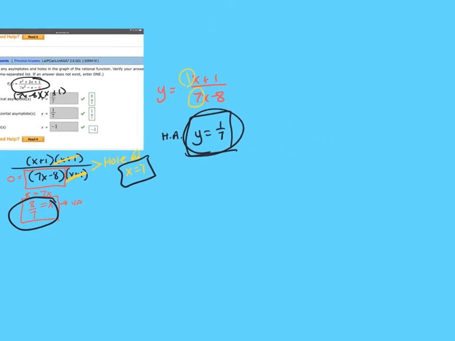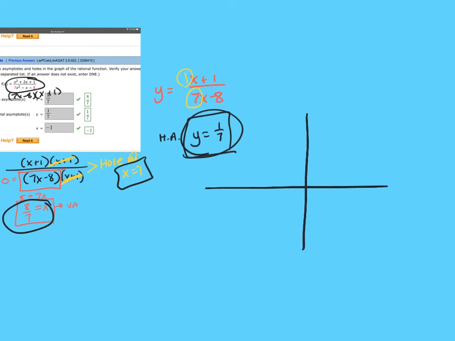Now if I'm graphing this, 8/7 is just past 1. 1/7 is really tiny here. There's a hole at -1, but I have to figure out exactly where that is, so I have to take -1 and plug it in. And I get 0 over, it doesn't even matter, -15, it's 0. So at -1, 0 there's a hole, which tells me my graph is probably doing this and this, which I would know further by finding the other zeros and other points.